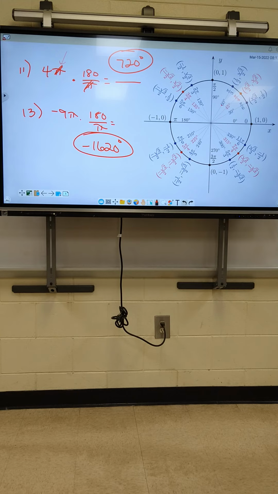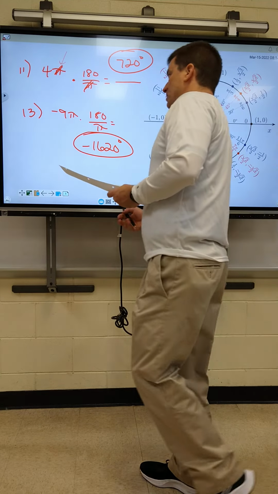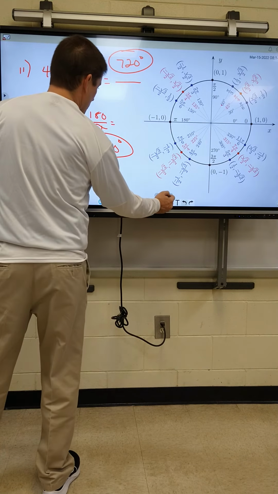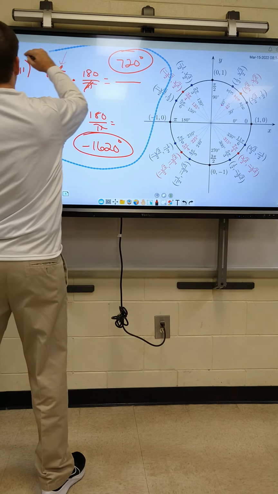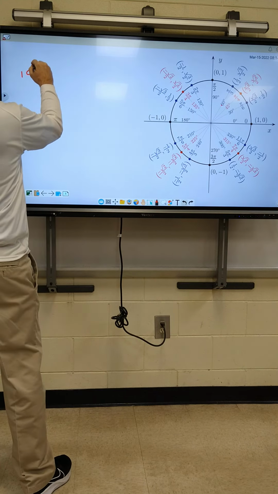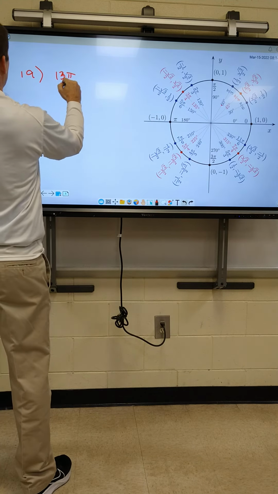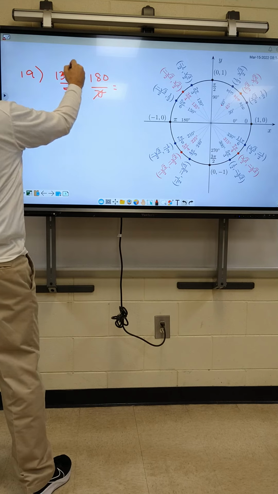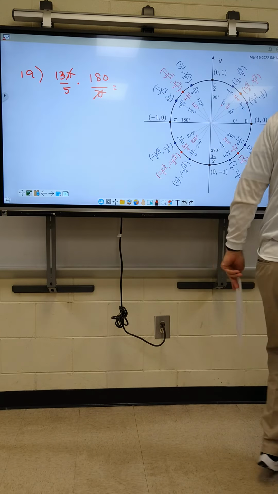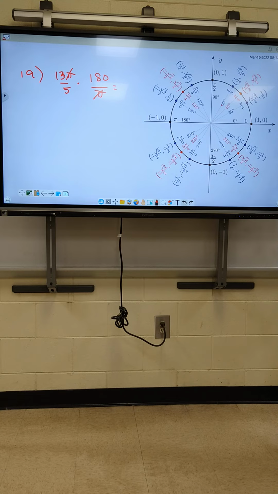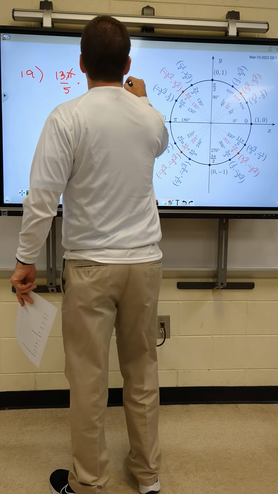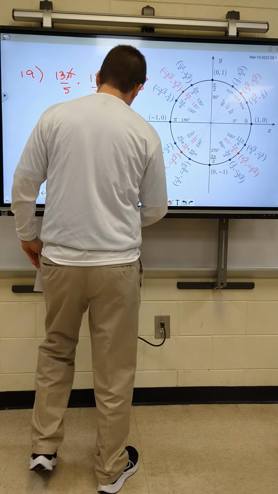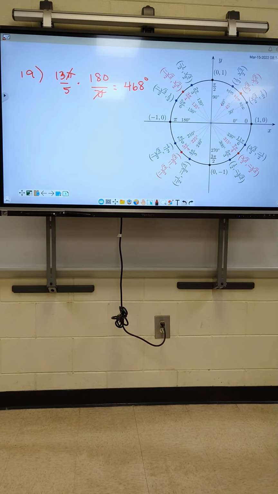On number 19, is that the one you were asking about? So you don't cancel none out? I mean, yeah, it's still going to cancel. The pi's are going to cancel, so you don't have to put those in if you don't want to. 19 is 13 pi over 5, and we multiply by 180 over pi. So you can just do 13 over 5 times 180. What'd y'all get? 468 degrees. That's number 19.